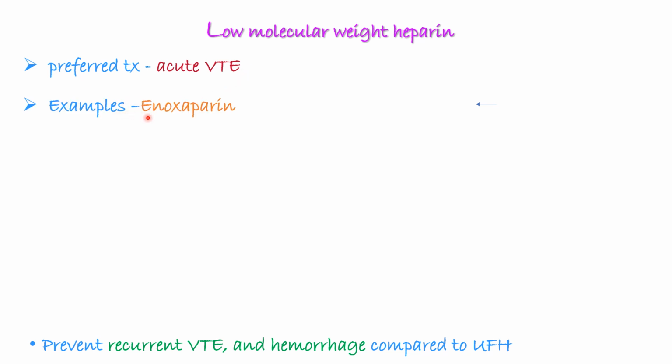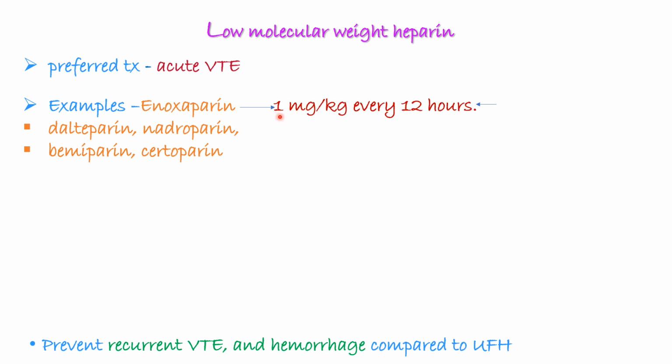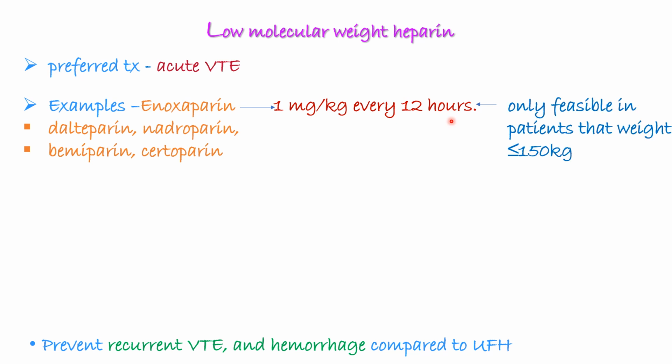Examples of low molecular weight heparin include enoxaparin, dalteparin, nadroparin, bemiparin, and certoparin. So anything that ends in parin is under low molecular weight heparin. The most commonly used drug is enoxaparin, and the dose that we give is 1 mg per kg every 12 hours. It's only feasible in patients who weigh less than 150 kg, because low molecular weight heparin is excreted by the kidneys. So for example, if you calculate, this will be 150 mg every 12 hours.